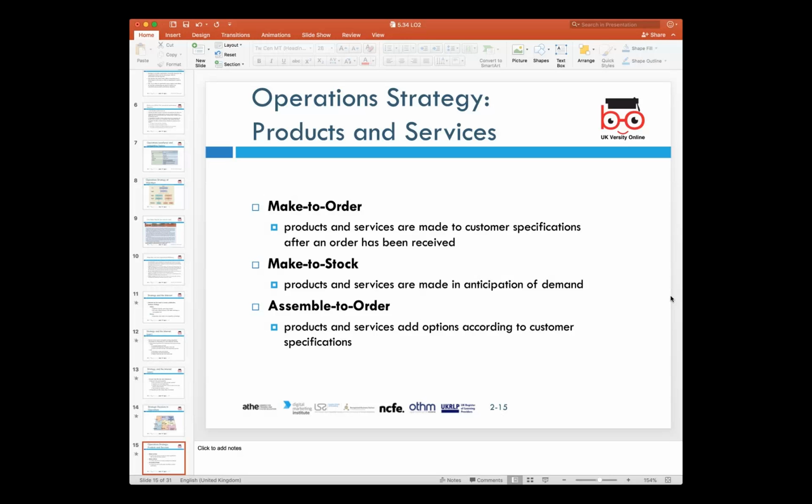Similarly, there is something called make to stock and assemble to order. So when we say make to stock, here the products and services are made in anticipation of demand. Sticking to the same example of the car industry, when you go to the showroom to buy a car, you normally see a model which sells quite often and is in demand. They have the maximum amount of stock for that particular model. So if you're looking at buying a Ford, for example, Focus is a very fast-selling model. So Ford Focus is normally in stock.